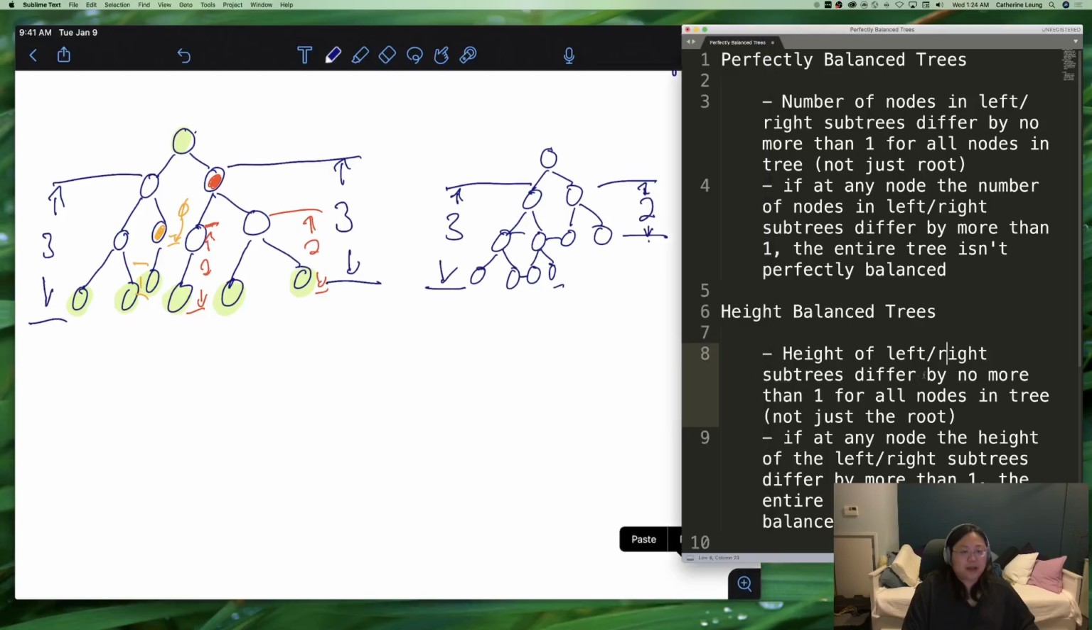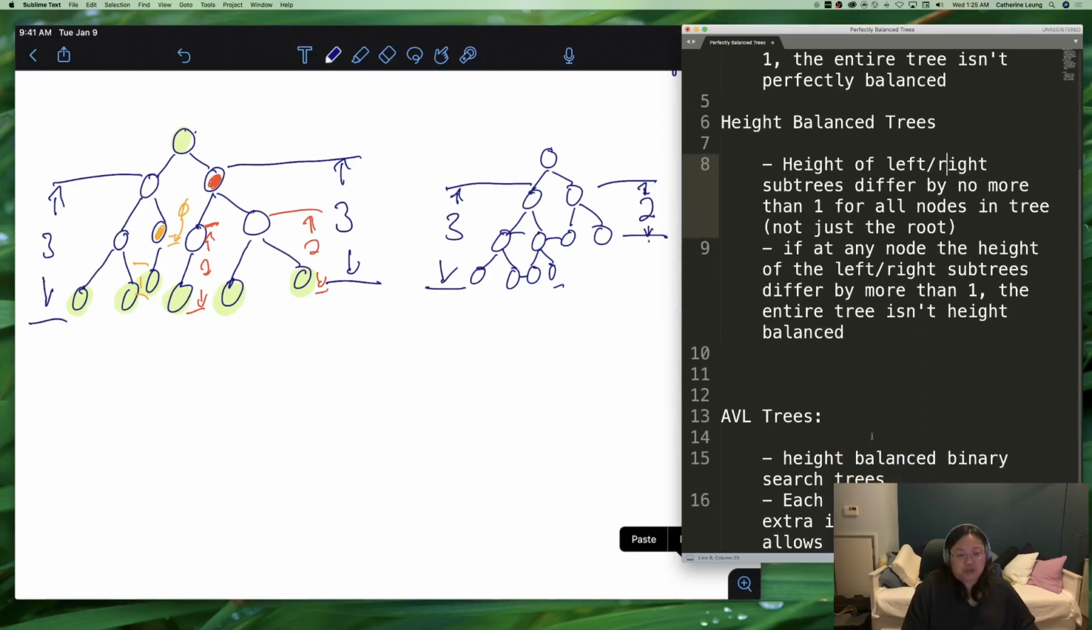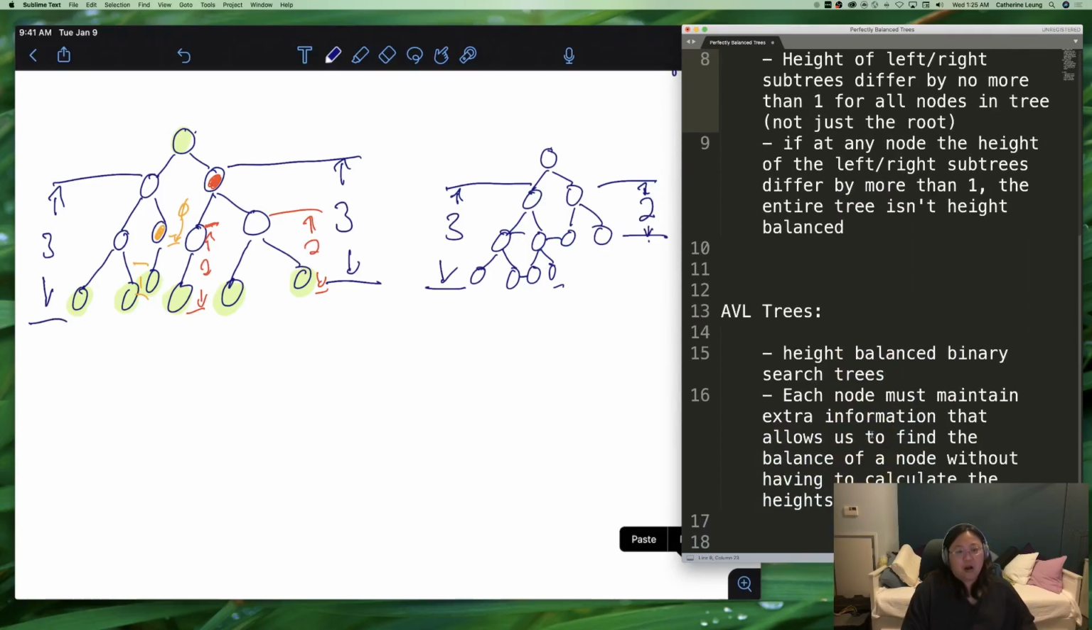Now, what does this mean? The definition of a height balanced tree is simply that the difference in height between the left and right subtree differs by no more than one for every single node. A tree that is able to create and maintain height balance is called an AVL tree. So AVL trees are height balanced binary search trees. AVL is named after the inventors of the tree. And the tree is what is called an augmented data structure.